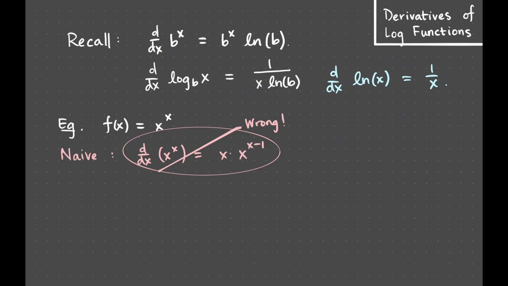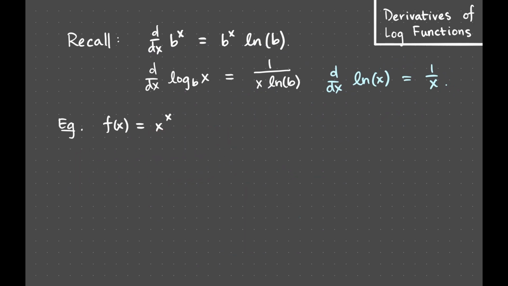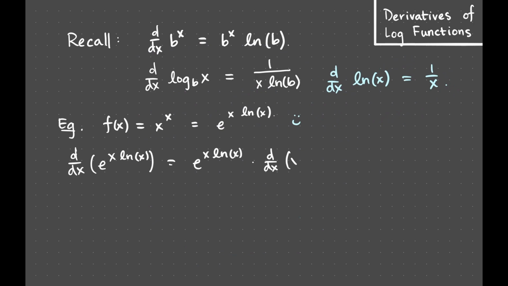Instead, it's useful to think of f as the function that is e to the x times ln x, and then differentiate this expression. Indeed, once we think of f in this way, we can differentiate using the chain rule to obtain a derivative of e to the x times ln x times the derivative of x times ln x. The derivative of x times ln x can be found using the product rule, and we can write its derivative as d dx applied to x times ln x plus x times d dx applied to ln x.